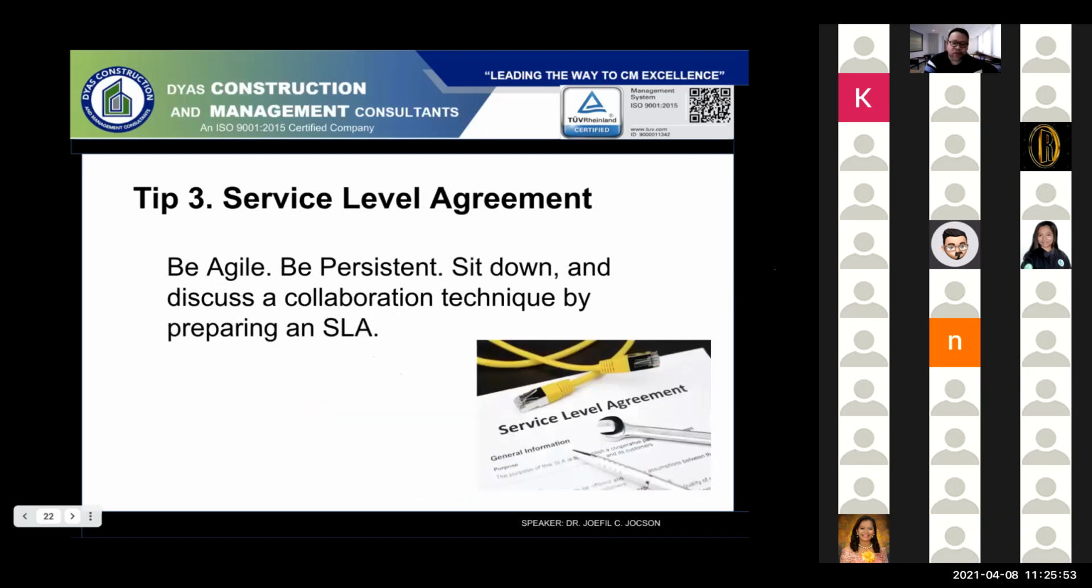Ano naman yung solution? Of course, ito na nga yung sinasabi ko kanina. We need to have a service level agreement. Upuan natin. Be agile. Ano ibig sabihin ng be agile? Ibig sabihin, pag alam na natin ngayon may problema, kailangan masolusyonan na natin. Hindi na natin kaagad yan.